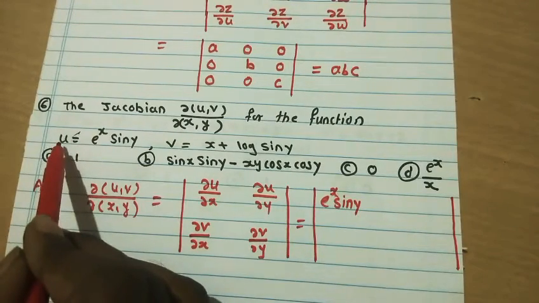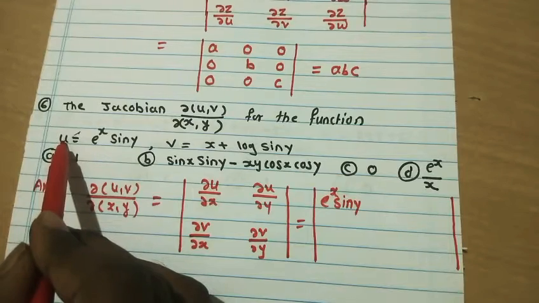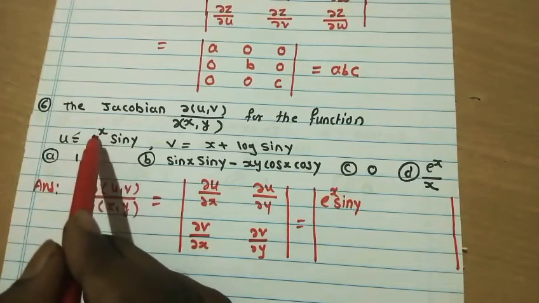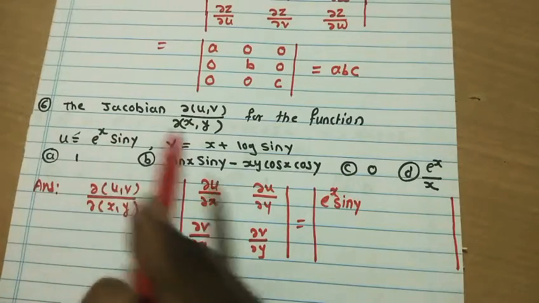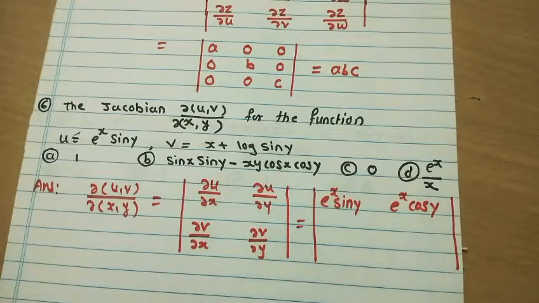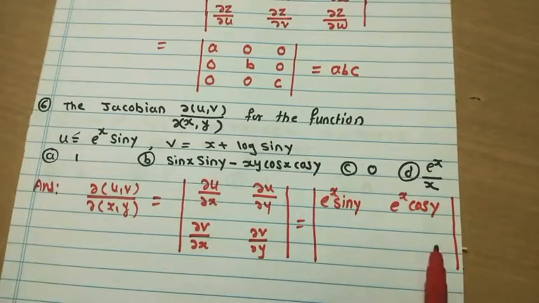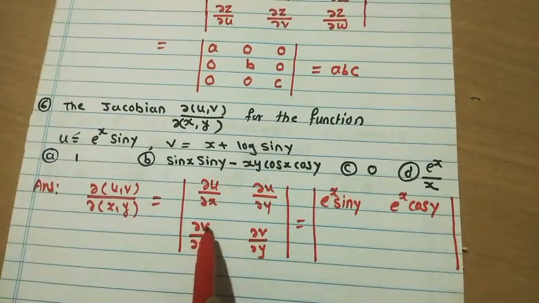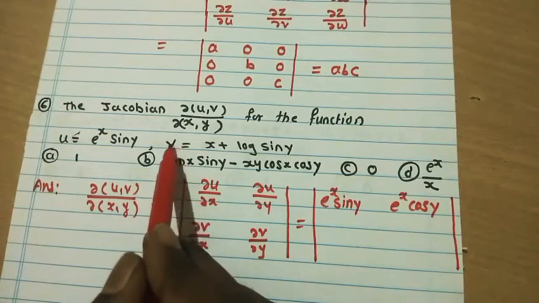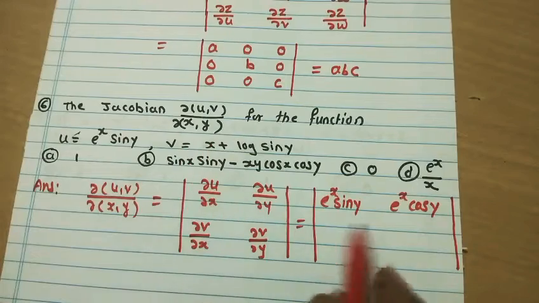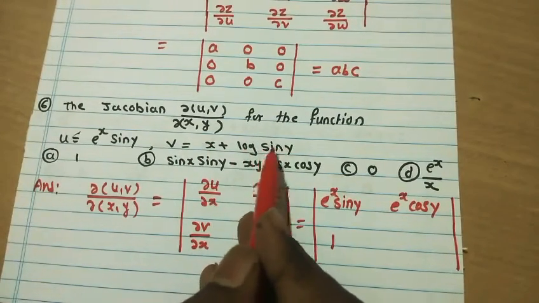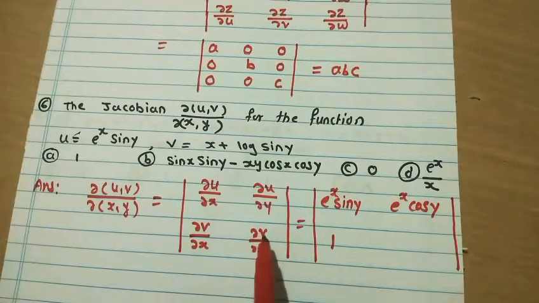When you are finding the partial derivative of u with respect to y, keep x constant. So you will get e raised to x as it is. The derivative of sin y is cos y. So e raised to x cos y. In the second row, take the partial derivative of v with respect to x. So v is here, take the partial derivative of v with respect to x. So the derivative of x is 1 only, because log of sin y is constant, and the derivative of a constant term is 0.